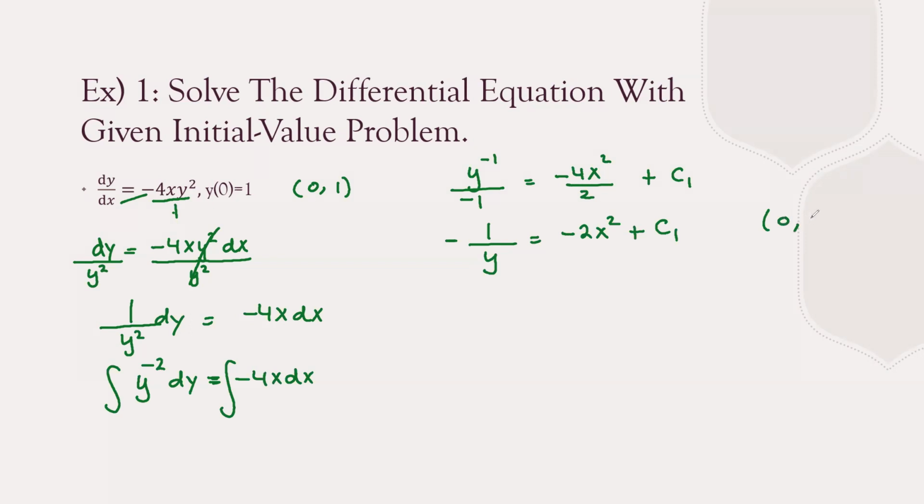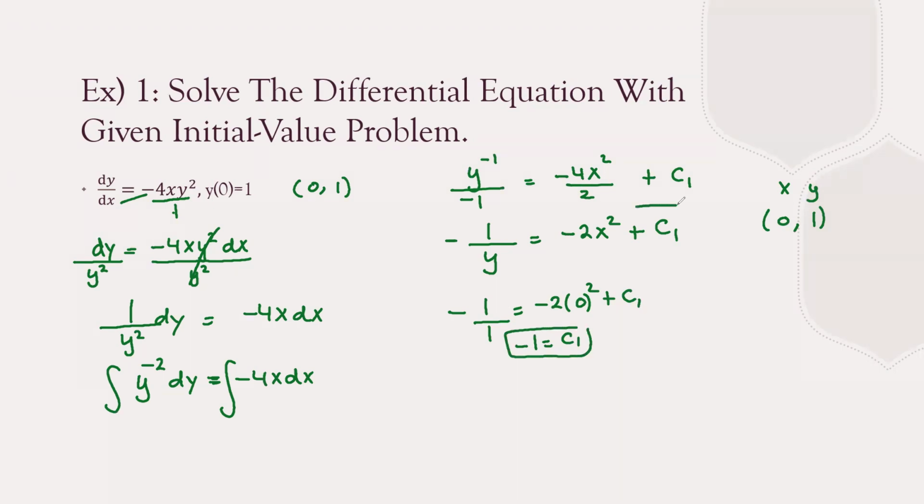So we have an initial condition of (0, 1). So you can replace x with 0 and replace y with 1. So it's negative 1 over 1 equals negative 2 times 0 plus c1. So negative 1 divided by negative 1 is negative 1, which equals c1. Okay, so our c1 is negative 1. We're going to need that.